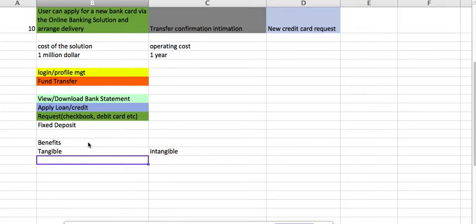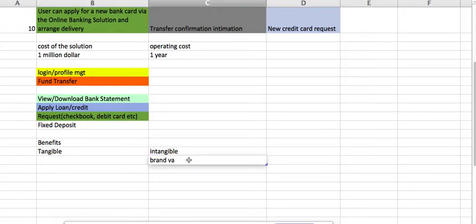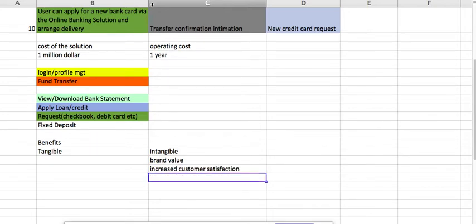Tangible means that you can calculate, intangible you cannot. For example, increased number of customers, customer satisfaction, brand value, increased customer satisfaction. You may also want to write down additional employee morale, right? Why do you say employee morale? The reason is employee morale increases, they don't have to do the repeated work, right? So this is what I mentioned.